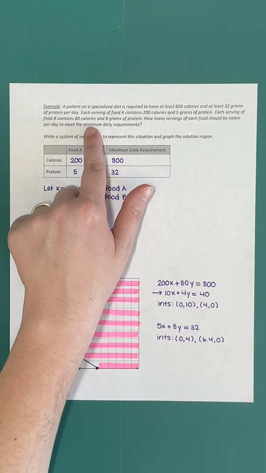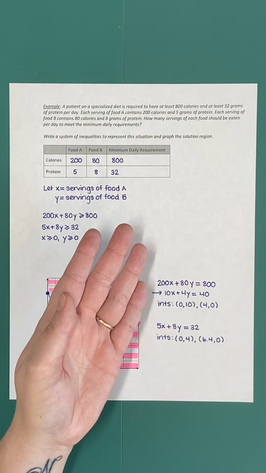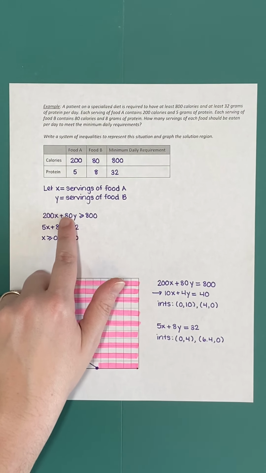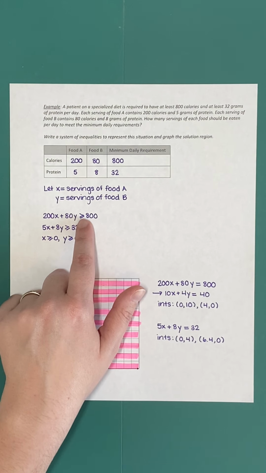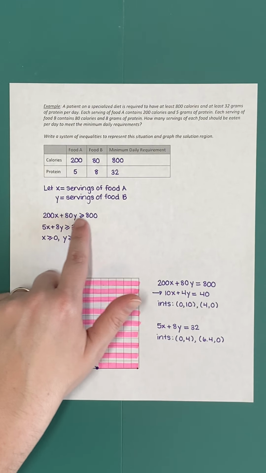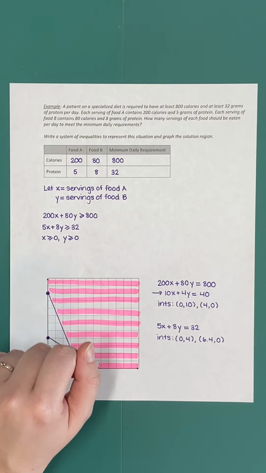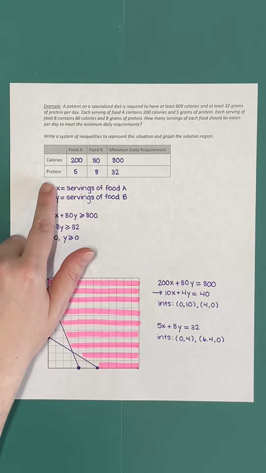And because we have a minimum daily requirement, in other words, we want to meet it and possibly pass it, that means we want that total from those 2 different foods to be at least, in other words, greater than or equal to 800. So this first inequality is going to represent how we meet that calorie goal. Okay, now we need to do the same thing for protein.